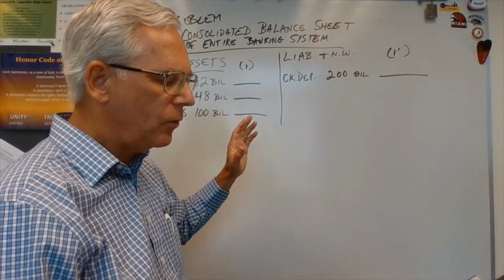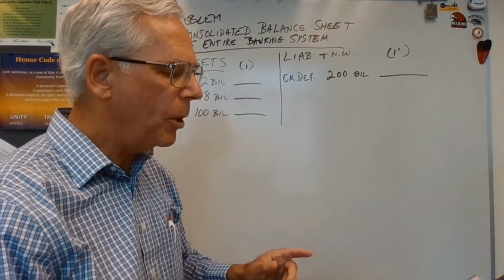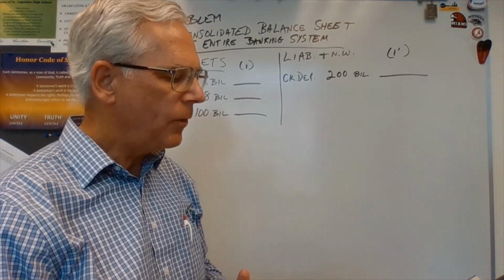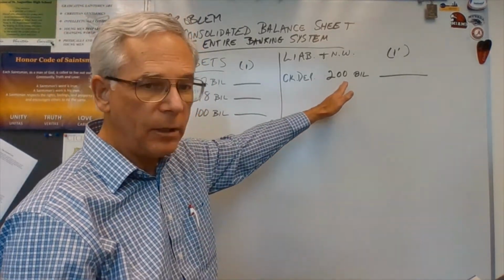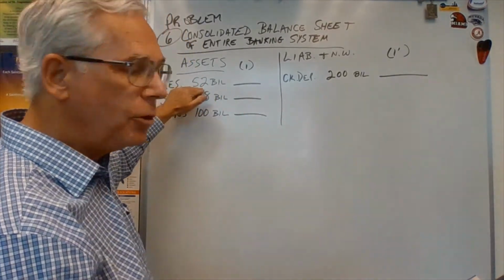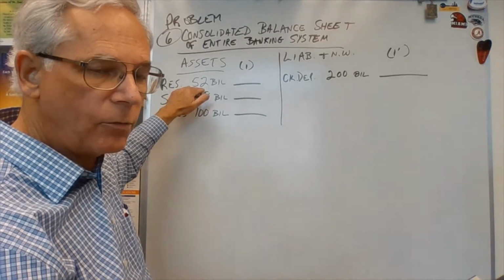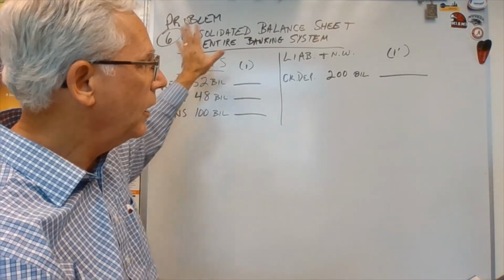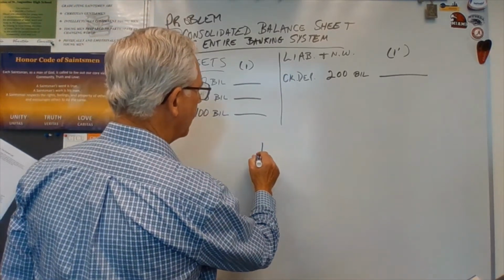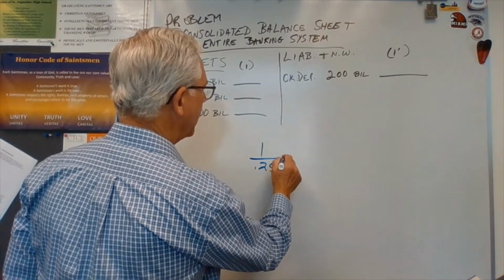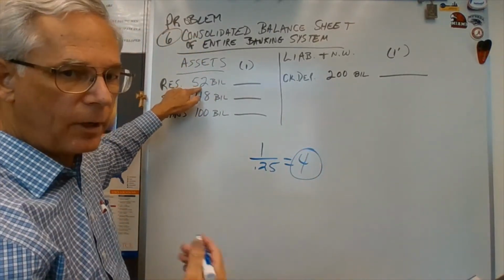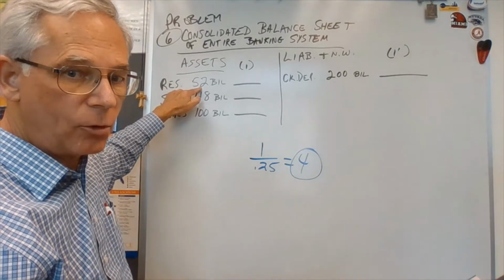So it says, suppose that the reserve ratio is 25%. So 25% of $200 billion is $50 billion. They have $52 billion in reserves. They have $2 billion of excess reserves in the system. The money multiplier is 1 over 0.25, which is 4. So 4 times 2, they can make $8 billion of new loans.